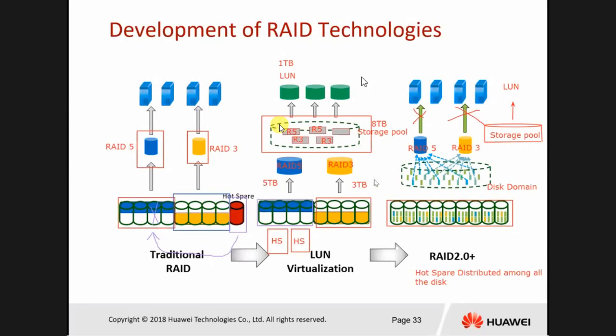Now, in RAID 2.0, can you have multiple disks of different sizes? And how do they then match? This top layer here, not the bottom layer, is actually the same thing as LUN virtualization. The only difference is that you don't construct this RAID directly from the hard disk. This one is constructed directly from the hard disk. This one, you create a disk domain first, and only then do you create the RAID. That is the difference.